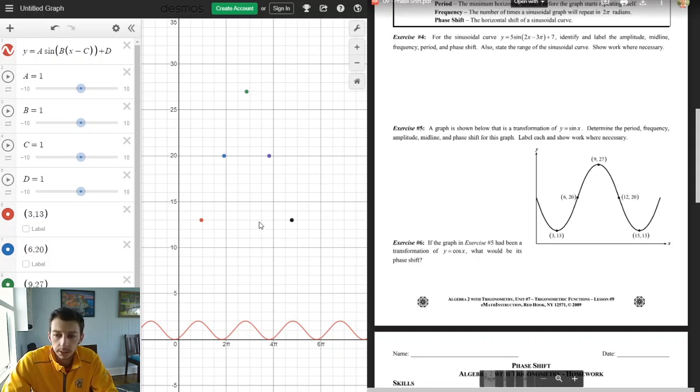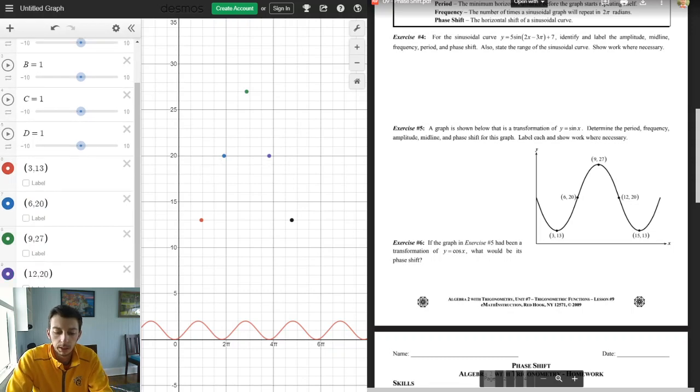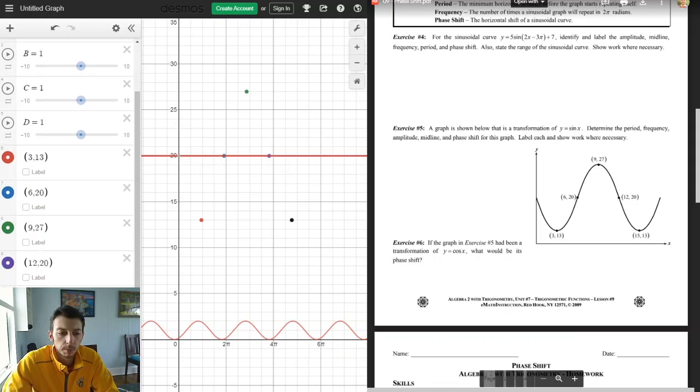So the first thing is I usually go for the midline first. So the midline is going to be up here at 20. And I can even graph that, y equals 20. I know that just because it's the middle of the minimum and the maximum.